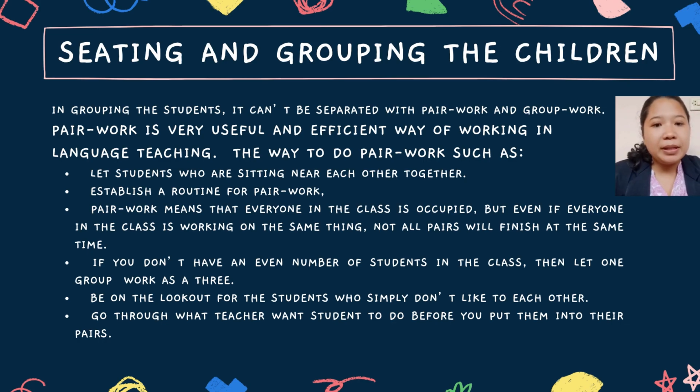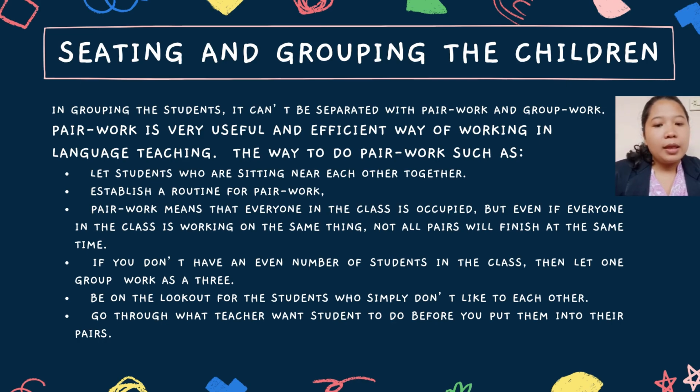in that it is simple to organize and easy to explain, and group work should not be attempted before the children are used to working in twos first. And the activities that can be done in pair work, like students who are sitting near each other working together, and don't move the desks. Chairs should only be moved if absolutely necessary, and establish a routine for pair work. Pair work means that everyone in the class is occupied.